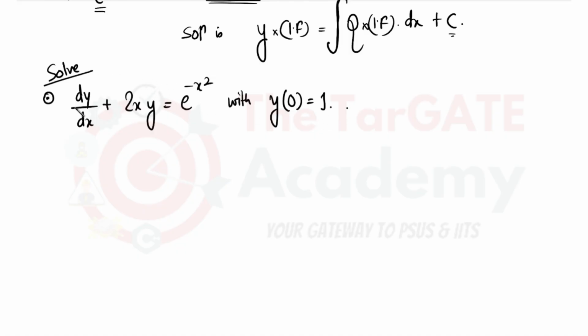इसका मतलब क्या हुआ कि you have to solve this differential equation and there is one value given to you. This is called initial value problem. इसमें क्या है, initial value दिया हुआ है. इसका मतलब क्या है कि at x equal to 0, y is equal to 1. This one. Then we can find out c.